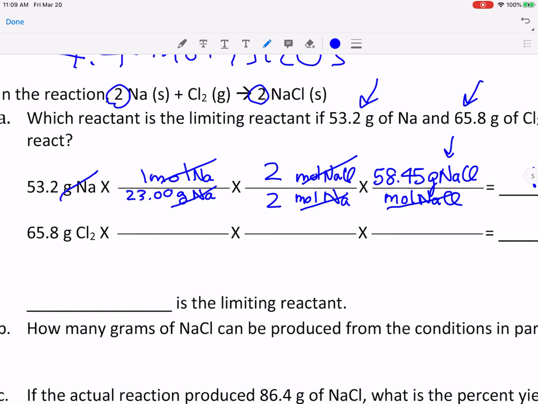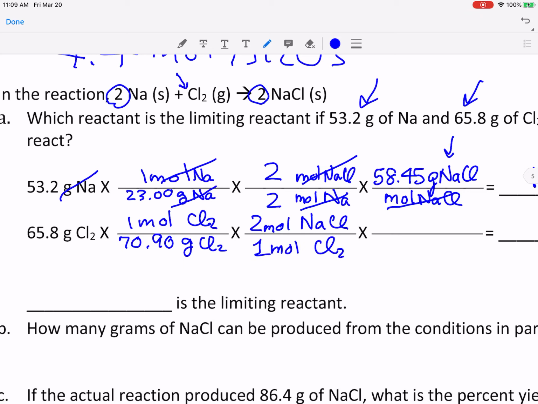You do the same thing with chlorine. Just make sure you put the correct molar mass for the chlorine gas, which is Cl2. So the molar mass will be 70.90 gram of Cl2 per 1 mole of Cl2. Then you're going to put the ratio of sodium chloride and chlorine gas, and chlorine gas in the chemical equation doesn't have a coefficient. That means it's 1 mole of chlorine gas. So every 1 mole of chlorine gas will produce 2 moles of sodium chloride.